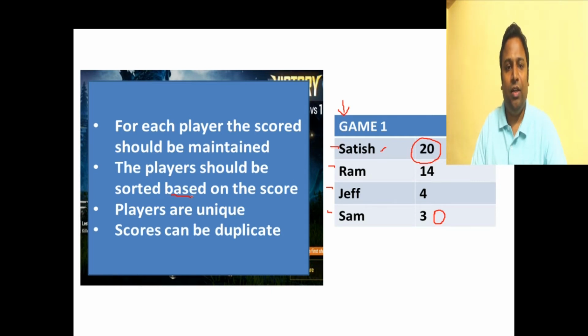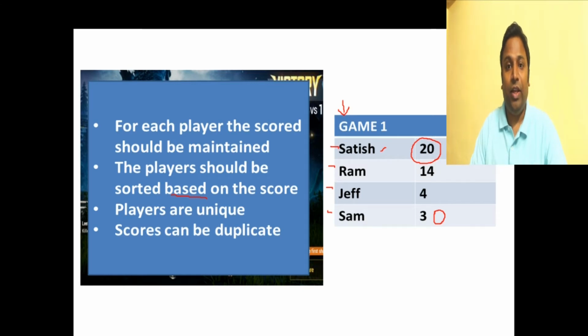This is again a very interesting and important thing. When you show the results, you put the player who has scored or who has killed the most enemies on the top, and then come Ram, Jeff, and Sam. And we also say this guy is the most valuable player in the team. So that's how the results are given.